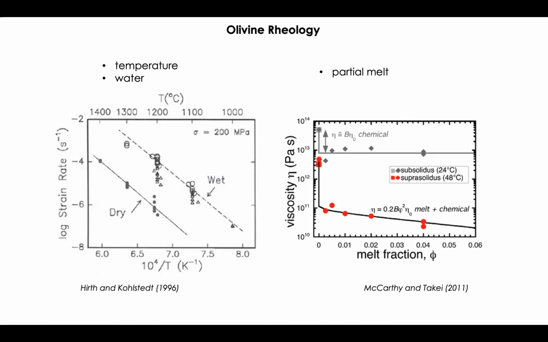A third factor is partial melt, which is shown on the right. McCarthy and Takei showed that even a small amount of melt can reduce viscosity by a factor of 30 or more relative to a truly melt-free sample. So in addition to temperature, water, and partial melt, other factors can affect viscosity, for example, grain size. None of these factors can be measured directly for the Earth. Rather, they must all be inferred indirectly, and seismology provides some of the best indirect measurements available.